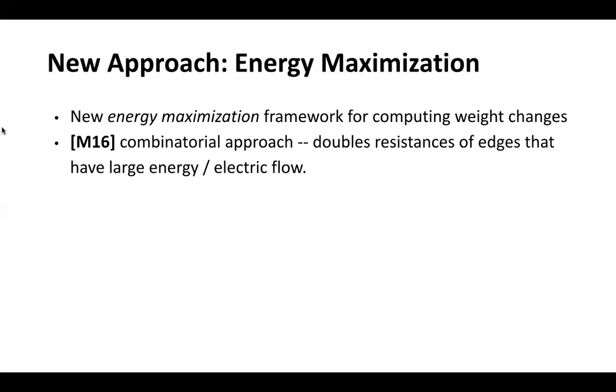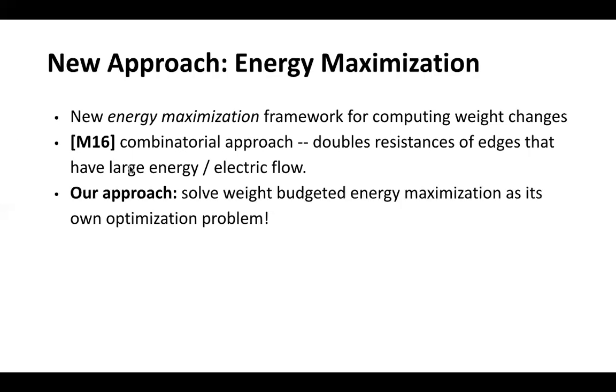So in Madry 2016, he uses a combinatorial approach to do weight changes. He just computes edges that have large electric energy or electric flow and doubles the resistances to reduce it. On the other hand, we follow what we think is a more principled way. We define a new weight budgeted energy maximization problem. In other words, we're just going to ask, how can we increase the energy as much as possible under some weight budget? Which is somewhat what Madry is doing in his approach. We're going to solve this as its own optimization problem and use it to get the desired weight changes to take the electric flow step.